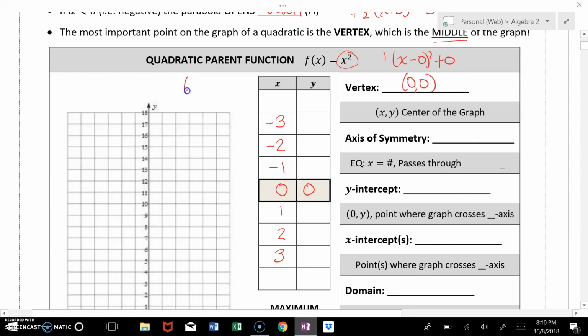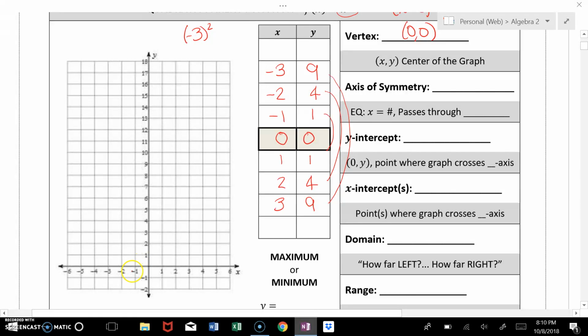We're simply putting these values into this function. Negative 3 squared gives us positive 9. Negative 2 squared is 4. Negative 1 squared is 1. Then we put in 1, that's also 1. 2 squared is 4, and 3 squared is 9. If we found our vertex correctly, these y values will match up because they're reflected across what's called the axis of symmetry. Let's go ahead and plot these points on our graph here. We've got negative 3 going up to 9, negative 2 and 4, negative 1 and 1, 0, 0, 1, 1, 2, 4, 3, 9.